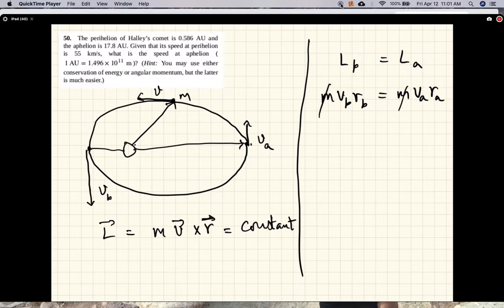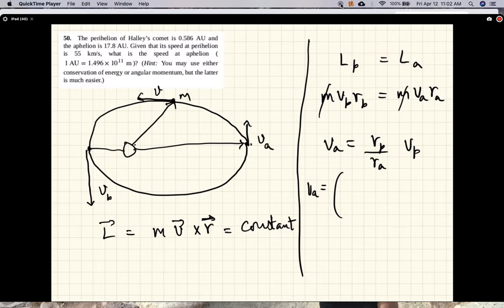So what is it then? What's the speed at aphelion? The speed at aphelion is R perihelion over R aphelion times V perihelion. I guess we can put in the numbers right here. Velocity at aphelion, like we've said, it'll be going slower, so it should come out less than 55 kilometers per second. And since this is a ratio, we can keep the units. We don't have to convert anything.